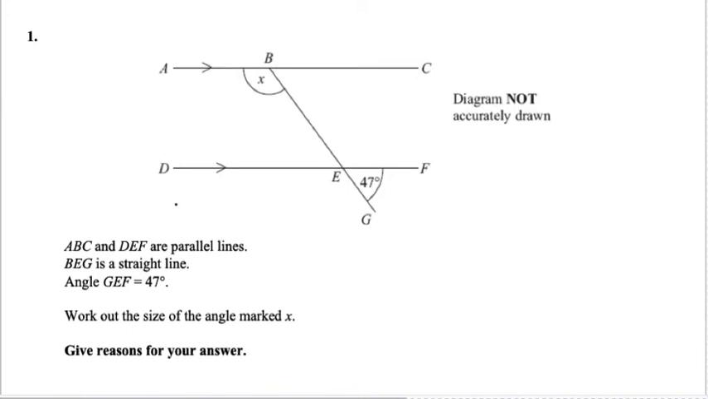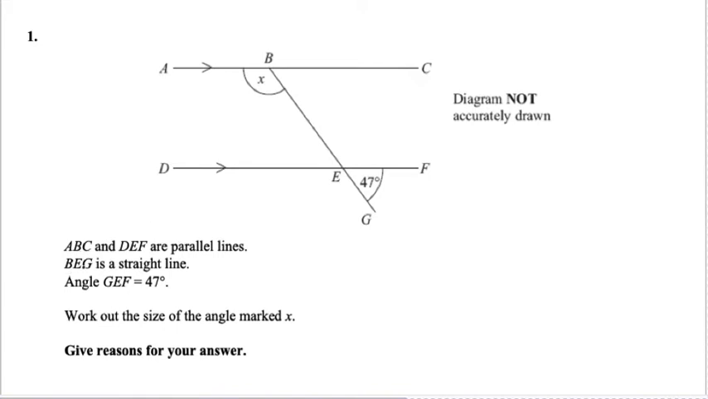So number one says ABC and DEF are parallel lines, so we can confirm that. What shows that they are parallel lines? These are the arrows. Every pair of lines with arrows pointing in the same direction are parallel lines. Okay, we all know that parallel lines are straight lines that never meet. So basically, these are two parallel lines.